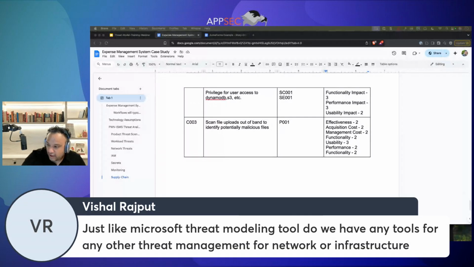So I have a question here from Vishal who asks, just like the Microsoft threat modeling tool, do we have any tools for threat management for networking or infrastructure? Network and infrastructure really are utilities in an application environment, right? So for a system, they are considered as part of this. I wouldn't say there are any specific tools for this, but I would just consider it part of a threat model.